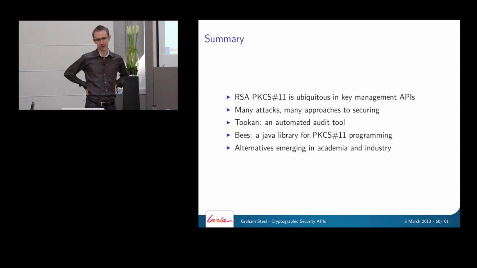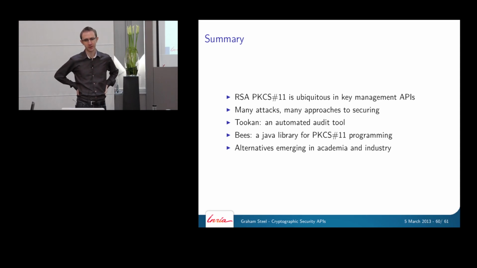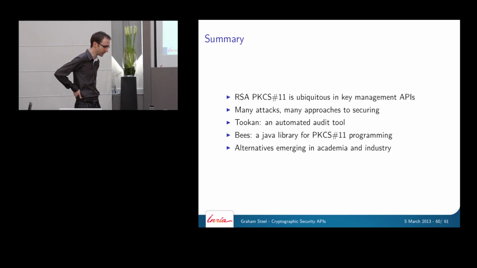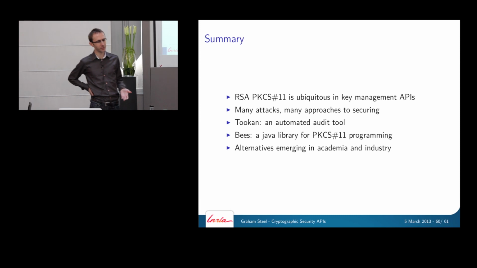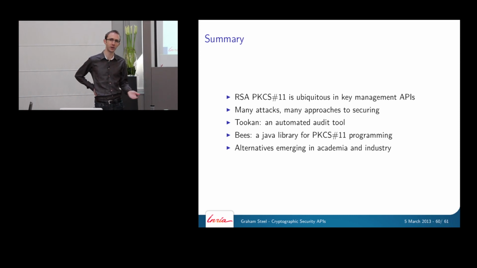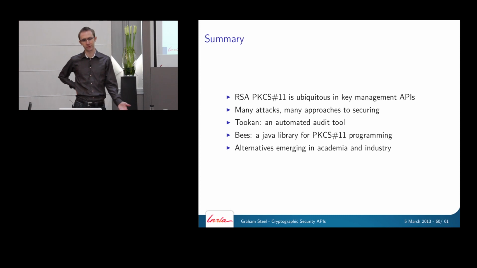To try and clear things up, we've developed this Tookan tool, which allows you to automatically audit your PKCS 11 implementation. This is currently being used by a major bank, and it's particularly useful for them because these bigger devices like HSMs that support PKCS 11 have a whole bunch of other configuration options behind the scenes that you can set. It's not necessarily clear what effect they're having on the access to the commands. Using something like Tookan, you can infer a model of what's really going on, and that can help you to make good decisions.